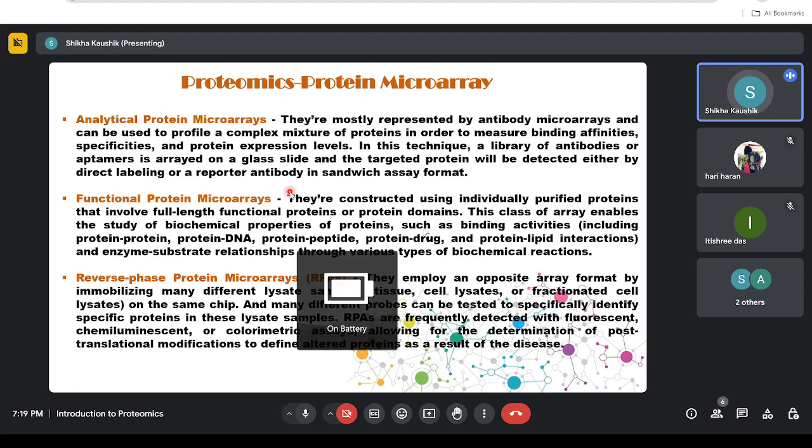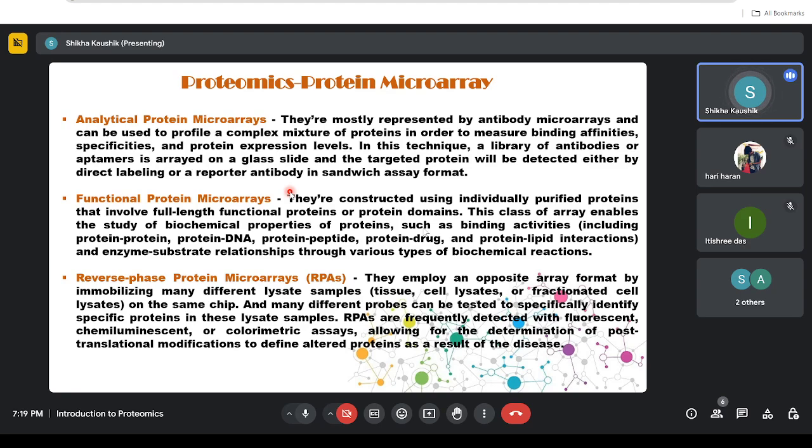Yeah, so you are actually detecting binding activity like protein-DNA binding, protein-protein binding, protein-peptide binding, protein-drug binding, or protein-lipid binding. So here you are analyzing the functional aspect of the protein.